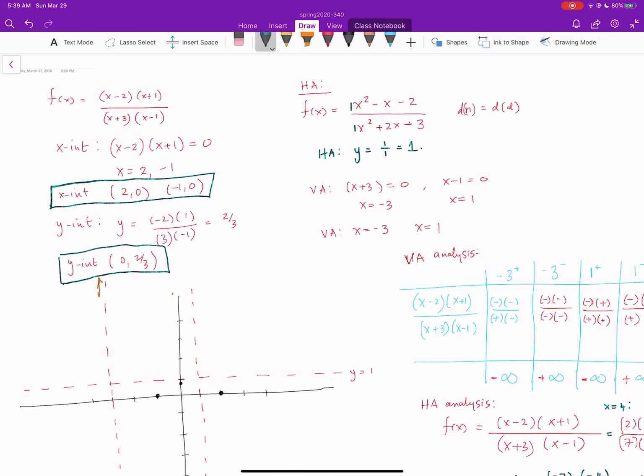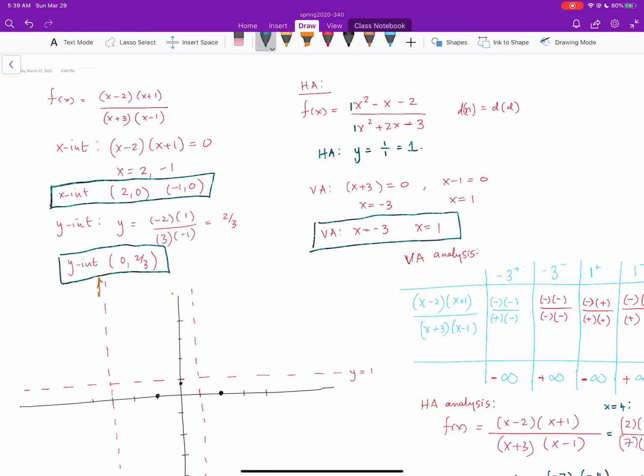So in our problem, what we had to do was expand the factored form of that function, and we can see that the degree of the numerator and the degree of the denominator are exactly the same. So we pick their leading coefficients, and we end up getting a horizontal asymptote at y equal to 1. To find the vertical asymptote, you look to the denominator, set it equal to 0, and find the factors that make that rational expression undefined. In our case, we found 2 of them. So we get vertical asymptotes at x equal to negative 3 and x equal to 1.